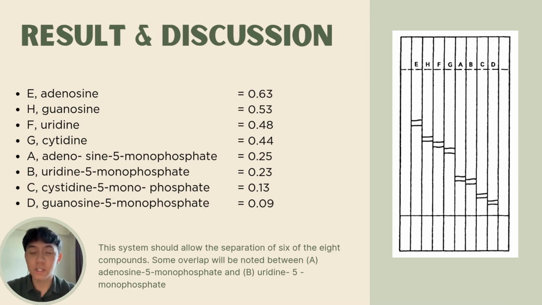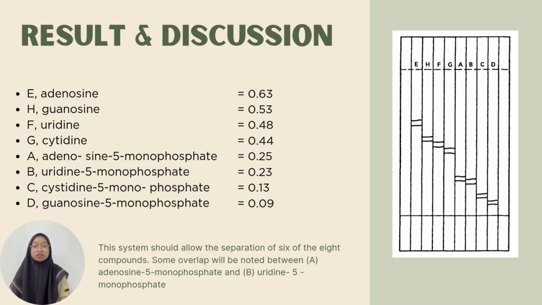The RF values for each compound are: E equals 0.63, H equals 0.53, F 0.48, G 0.44, A 0.25, B 0.23, C 0.13 and D 0.09. The highest RF value is 0.63, belonging to E, adenosine, indicating it traveled the furthest on the TLC plate. Conversely, the lowest RF value is 0.09, associated with D, guanosine 5-monophosphate, meaning it moved the shortest distance.